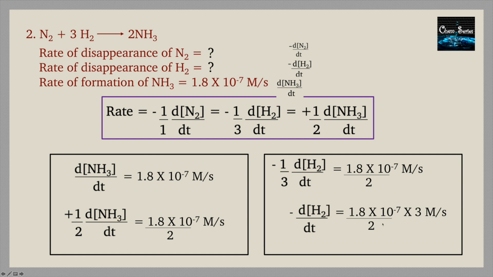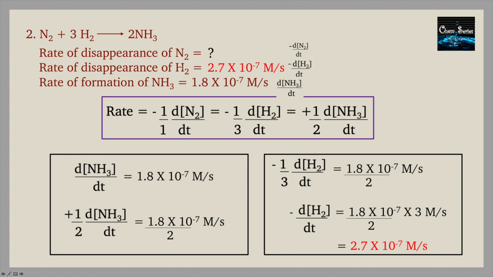So your answer will be 2.7 into 10 power minus 7 molar concentration per second. You understand? So your answer for rate of disappearance of H2 is 2.7 into 10 power minus 7 molar concentration per second.